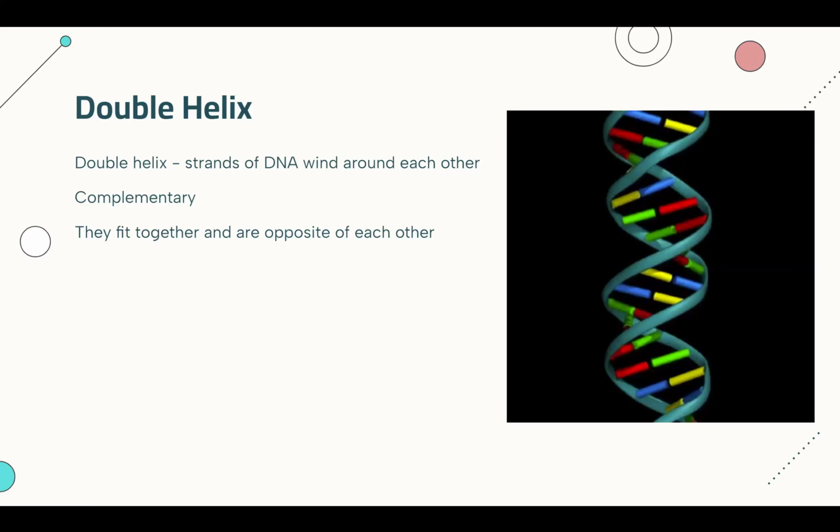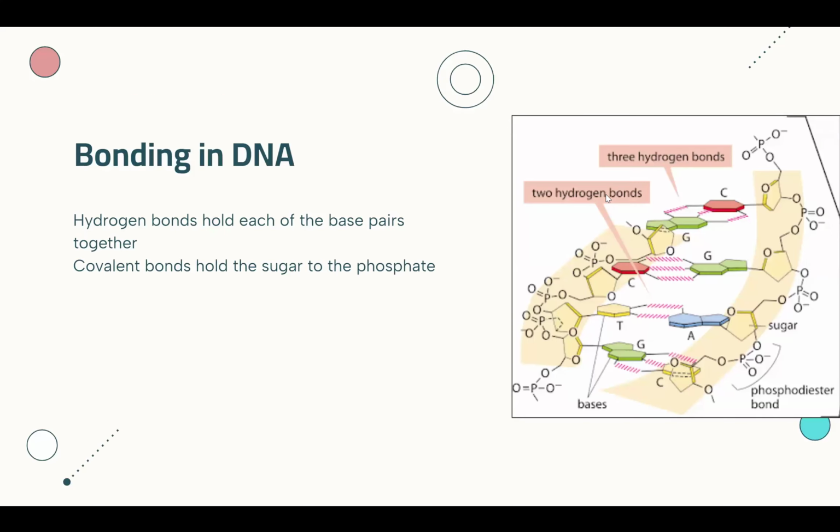Double helix. Strands of DNA wind around each other. As we can see, these are winding like this. This is actually a really unique pattern to DNA. It's not seen a lot of other places in nature. They wind like this, and they fit together, and they're opposite of each other. They're complementary. You can see that the 2 different base pairings are always in their pairs. They're never not in their red and green or their yellow and blue pairs in this picture, okay?